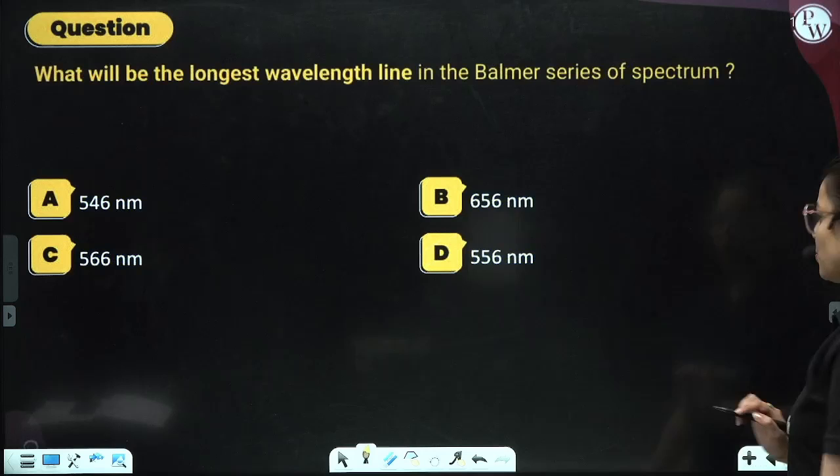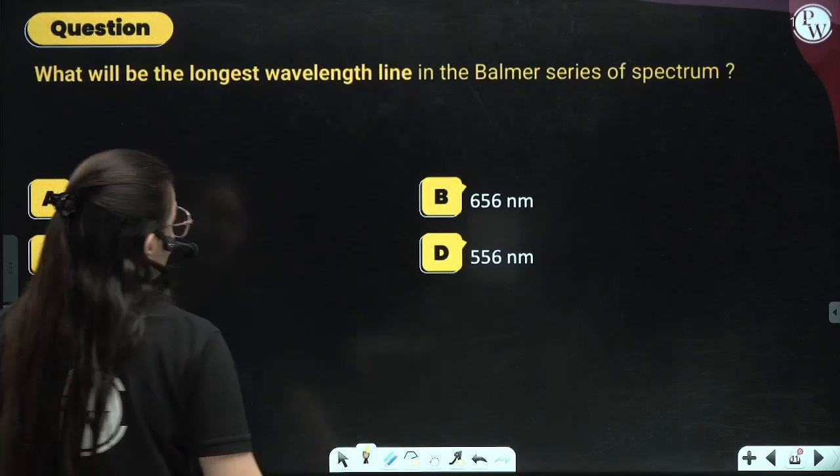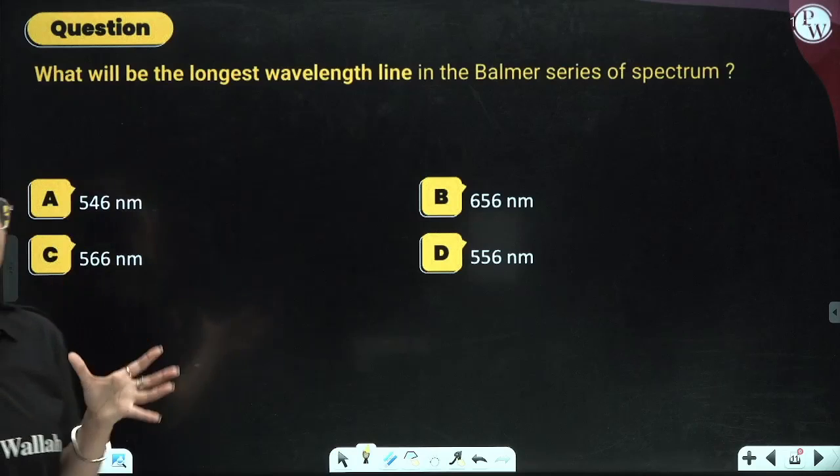Now let us see the next question of ours. What will be the longest wavelength line in the Balmer series of the spectrum?